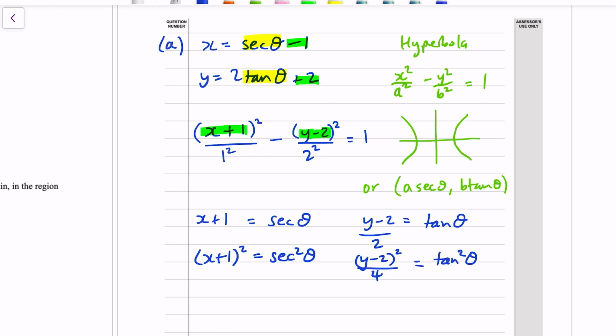And then we relate this to our trigonometry. We should know the trig identities pretty much off by heart if we're doing scholarship, at least the basic ones. So we know that there's a formula that says sec squared minus tan squared equals 1. And if that's true for all values of theta, that means that x plus 1 squared minus y minus 2 squared over 4 will always equal 1. And that's the equation that I found using the formula sheet, but I've just derived it using a trig identity. So there's the Cartesian form, or Cartesian equation, for the hyperbola that we're dealing with.